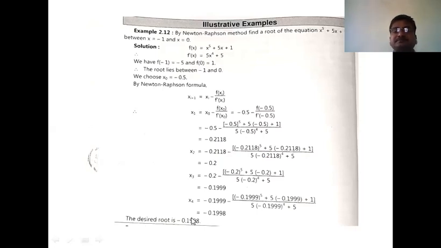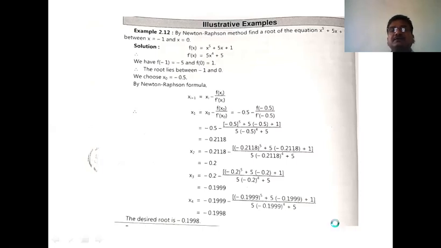What is the final answer? After the fourth iteration, what is the desired root? Minus 0.1998. When do we stop repeating the iterations? If we subtract x3 and x4 and find the difference between them, it is up to 0.0001. That is, this answer is correct up to 3 decimal places. So once we have the desired answer, we stop finding roots, and this is the final root of this equation.